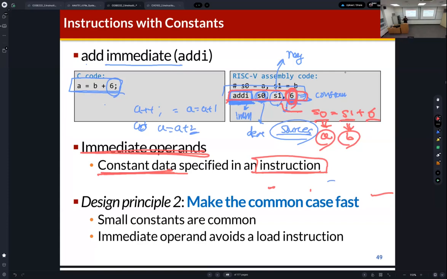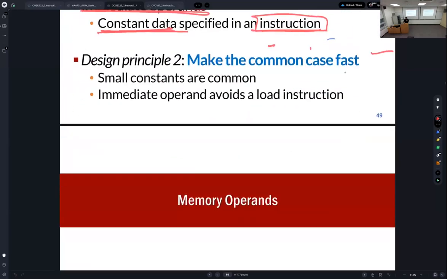The execution time is the IC, instruction count, multiplied by CPI. So make the common case fast. This is the common case, frequently found in high-level language code. And if we can accelerate the frequently found code, we can improve the performance of our application. Okay, so this is the immediate type data.